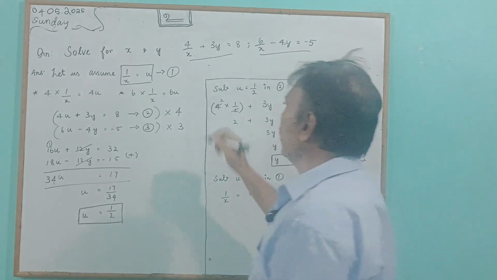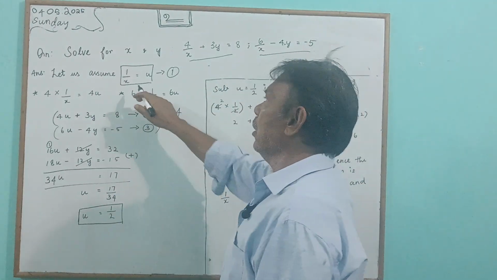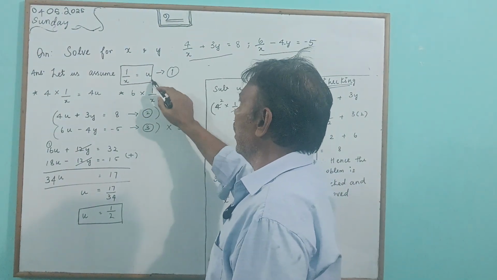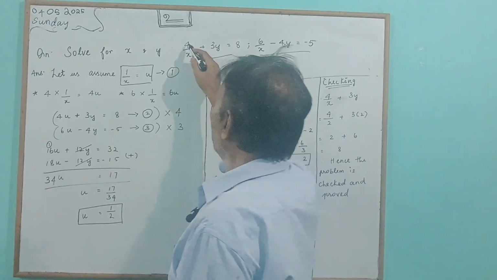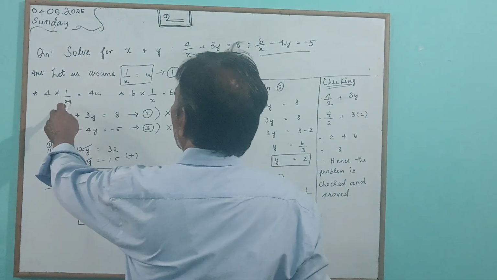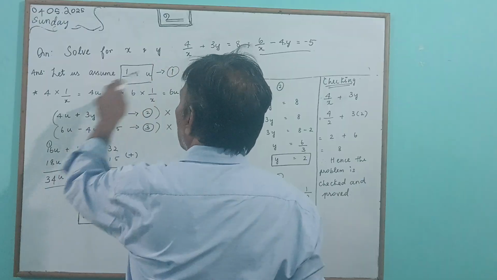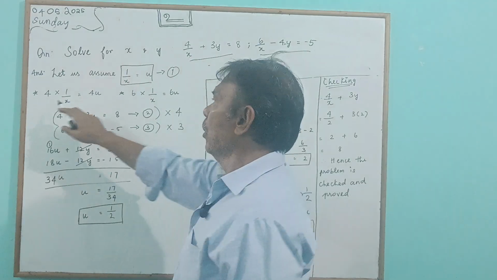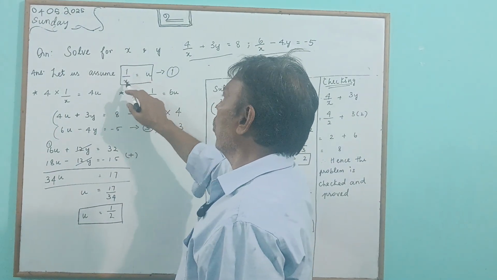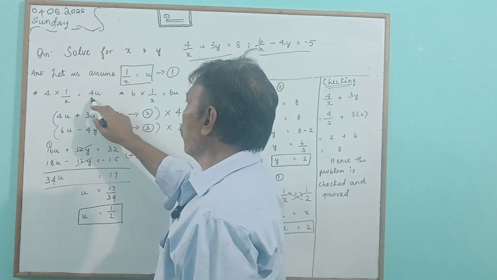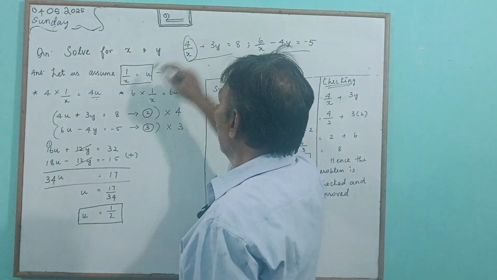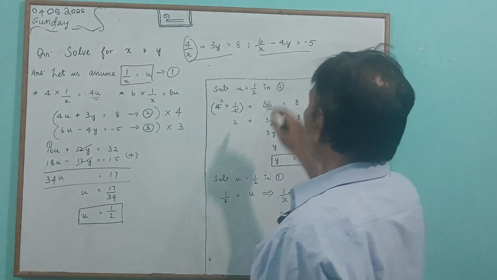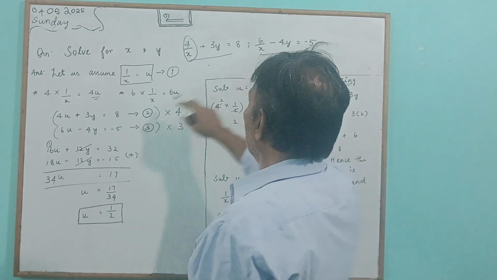Now, what you have to assume in this kind of problem, you try to learn this. In this, 1 by x, you write as u. So, what will happen to the 4 by x? Actually, the 4 by x is 4 into 1 by x. Okay. This is how you should write. So, we have assumed 1 by x is equal to u. So, this becomes 4u. Okay. Because we have assumed here. And like that, the 6 by x becomes 6u.